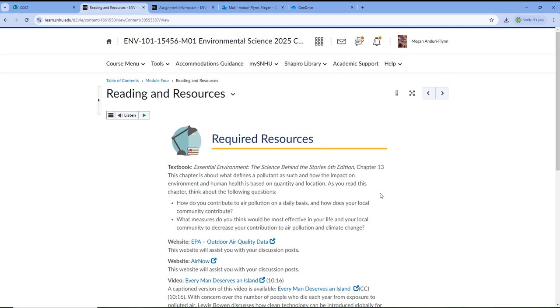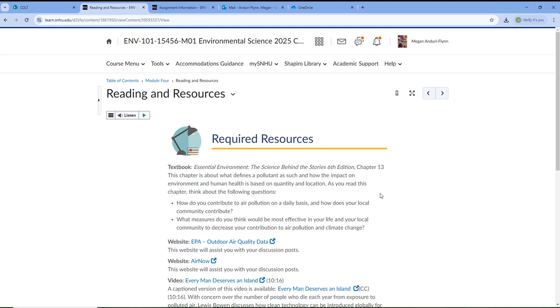So while you're reading through your textbook, try to answer these two questions. The first one, how do you contribute to air pollution on a daily basis? And how does your local community contribute? So think about ways that you create non-point source pollution, like for example the emissions that come out of your vehicle. So think about those type of things, as well as where's your energy coming from?